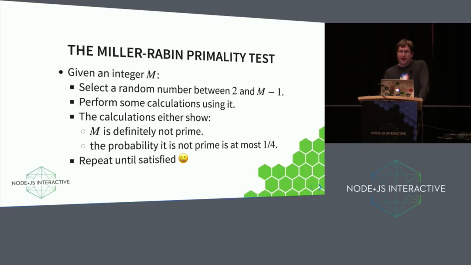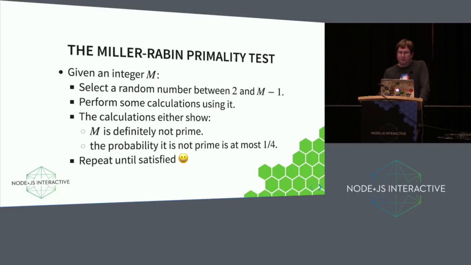But the cool thing is that you're given a number m, and it does some calculations to pick some numbers, and it tries to determine those numbers. It picks a number randomly between 2 and m minus 1, and it tries to see if that number is what's called a witness for that big integer m to be non-prime, for it to be composite. If it is, then you know it's not prime.